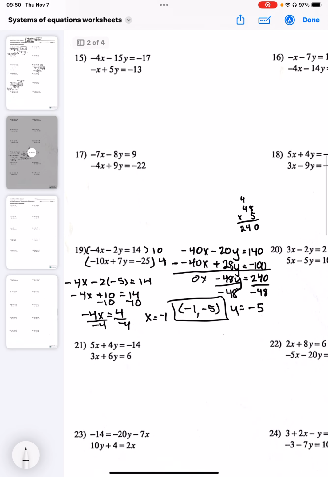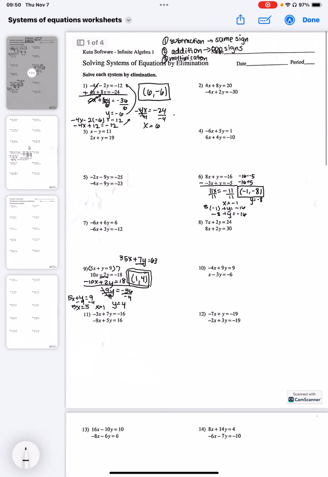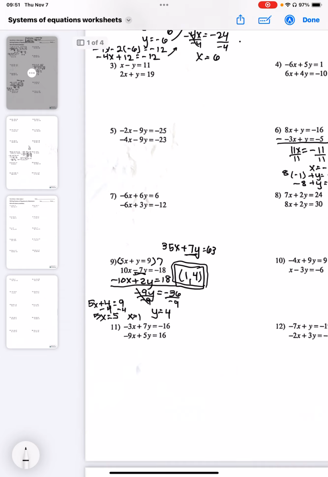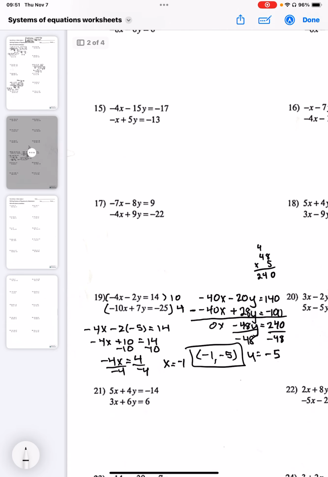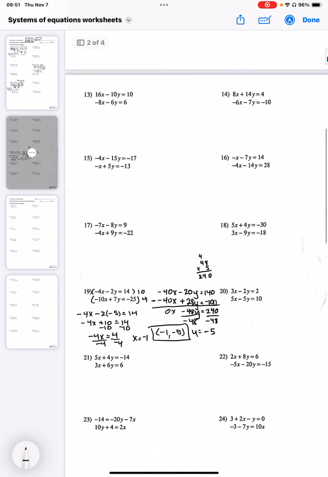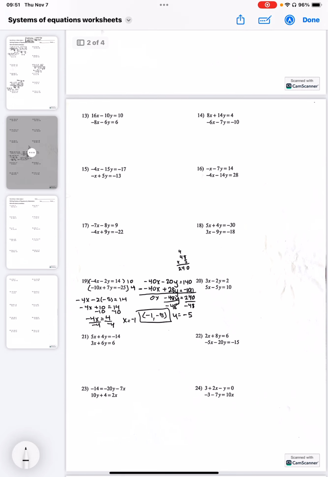Okay, so you have 4 different ways you can do these problems, right? If we have the same sign, we subtract. If we have opposite signs, we add. We can multiply one equation and add or subtract, or we can multiply both equations and add or subtract. So that is the first worksheet.